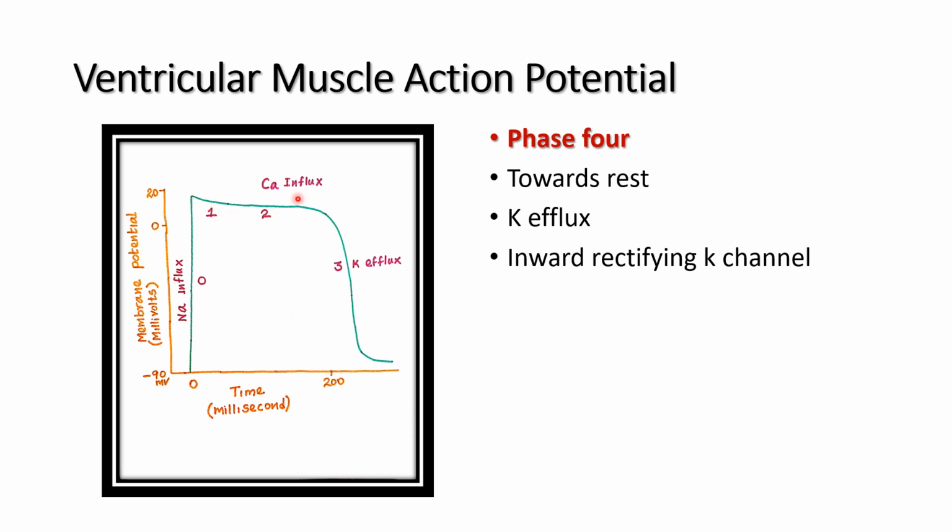Phase 2 is the plateau phase. It is due to calcium influx. Opening of the long lasting type of calcium channel causes the calcium influx. Phase 3 is the final repolarization phase. It is due to potassium efflux. Final phase 4 towards the resting state also occurs due to potassium efflux.